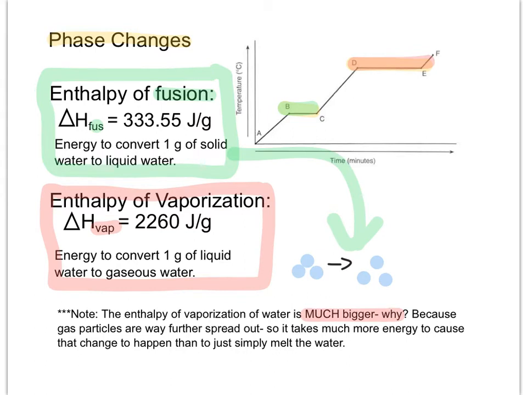That is not a major separation. The liquid particles are still pretty close together. To go from a liquid, however, to a gas, this process takes a lot more energy because the particles are being separated so much further. This is why the enthalpy of vaporization is like 10 times bigger than the enthalpy of fusion. So that's something you need to know. Again, it's bigger because the separation in particles from a liquid to a gas is a lot greater than the one from a solid to a liquid.